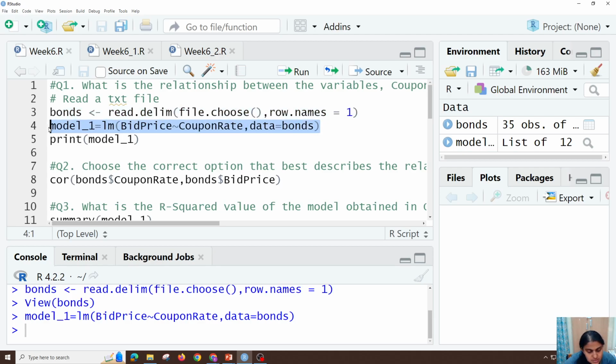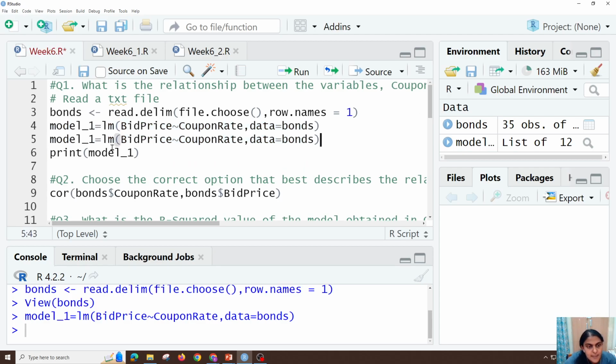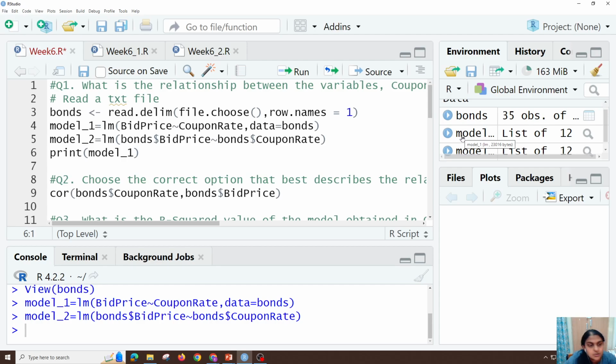Another way to do this is you can copy the same thing and put here bonds. So right now I have put it like bonds dollar bid price, and this one as bonds dollar coupon rate. If you give it like that also, you can do the regression model. Anyway, we'll be looking at model 1.